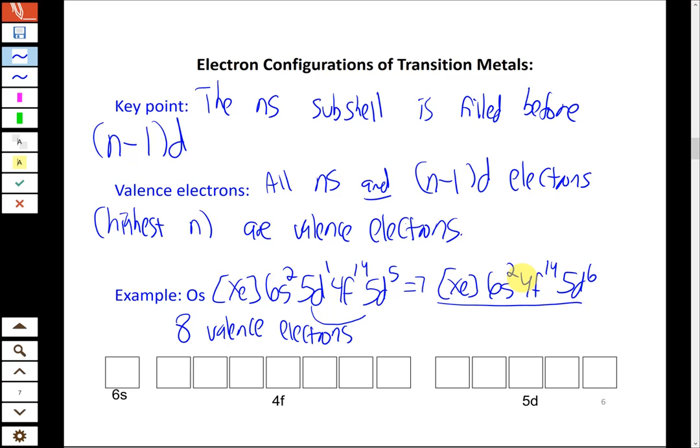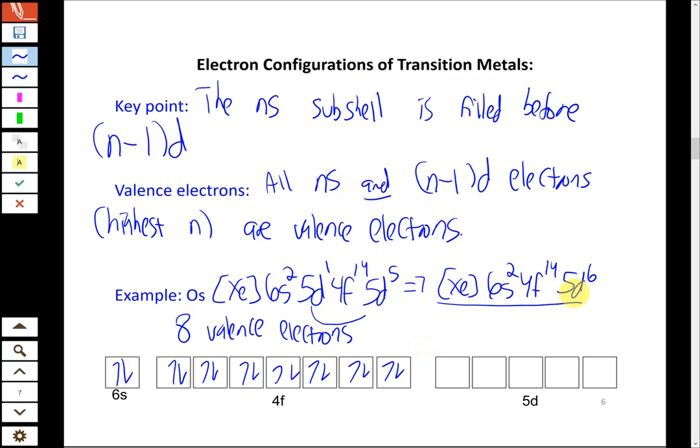All right? And then if we write out the full configuration for osmium, again, focusing on the electrons that come after the noble gas core, we have 6s2, so that 6s is going to be filled. 4f14, so the way that we would fill those is 1, 2, 3, 4, 5, 6, 7, one at a time, and then we start pairing them up. 8, 9, 10, 11, 12, 13, 14. They're all filled, so that's the way it's going to be, but that's the order they would get filled in.